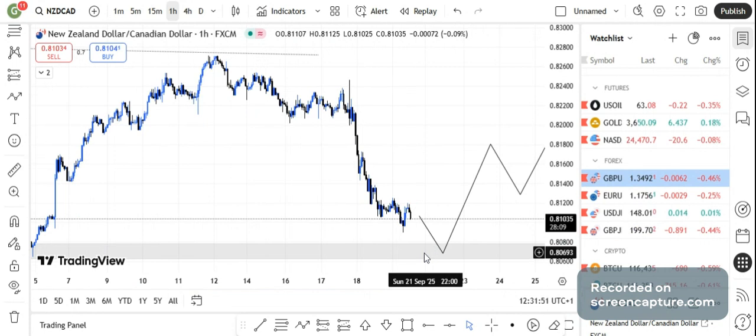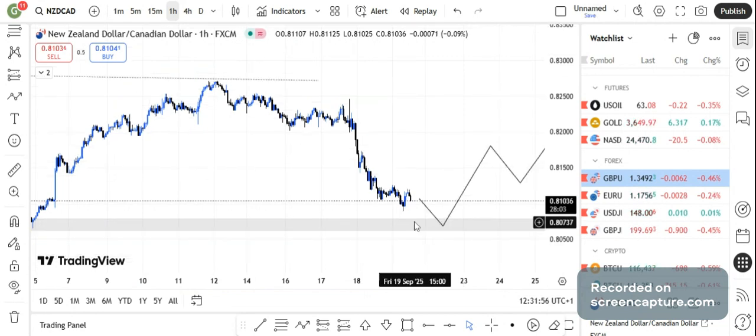That one costs patience for you to wait, because it might take the whole day for price to get back here. It might even take 2 days or 3 days, depending on what the market really wants to do that day. It depends on the condition and the movement of the market for that day.